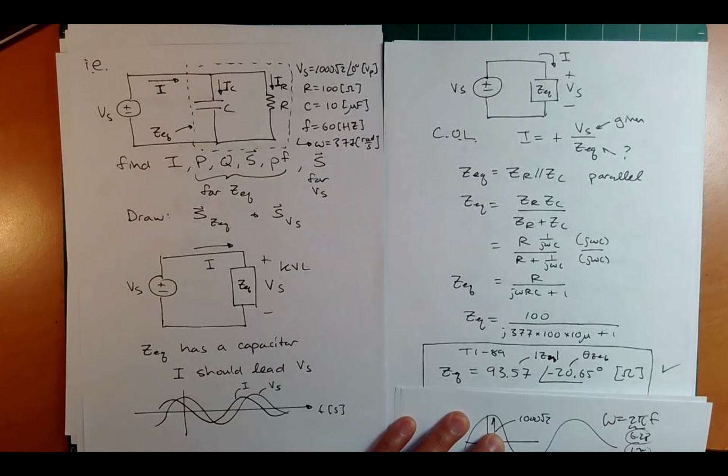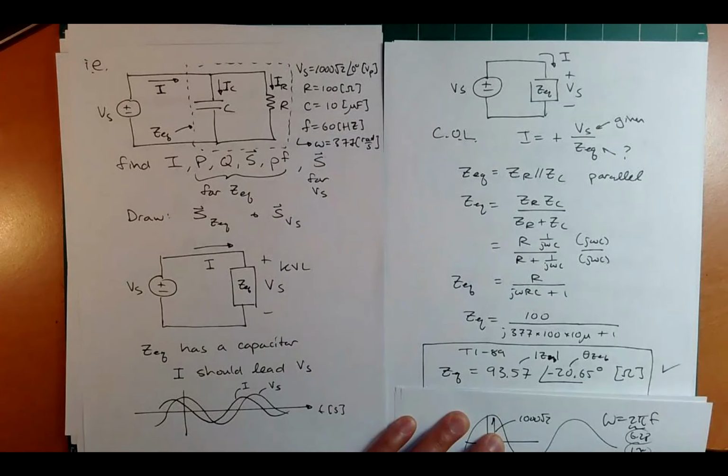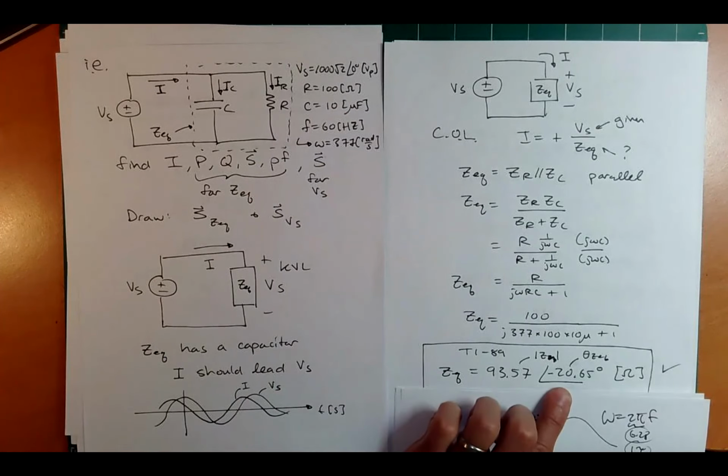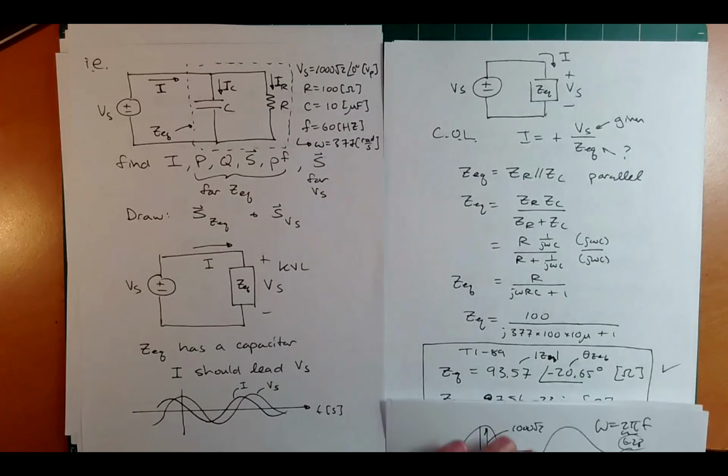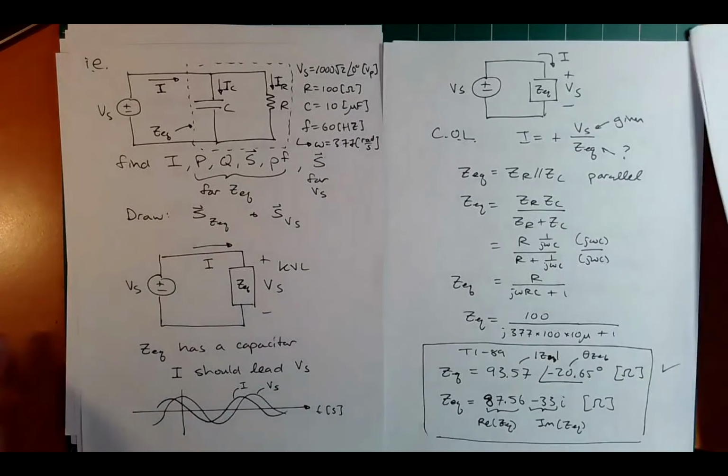That's kind of what we predicted before, right? Theta V minus theta I is the same as the power angle. We got negative 20.65 from the simulation. These are good numbers. What about the real and imaginary? Well, the TI-89 will do that for you as well: 87.56 and minus 33j.